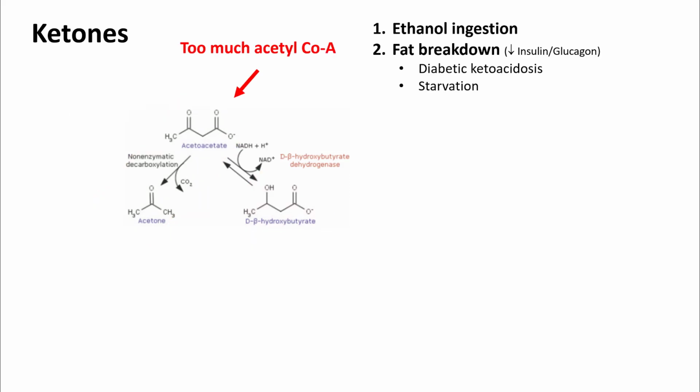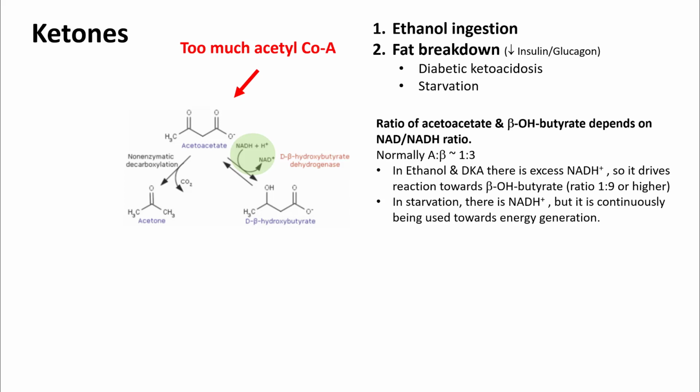Acetoacetate is made when there is too much acetyl coenzyme A, and this happens under two circumstances: ethanol ingestion and fat breakdown. Fat breakdown is seen in two conditions: diabetic ketoacidosis and starvation. The ratio of acetoacetate to beta-hydroxybutyrate depends upon the NADH to NAD ratio, which is normally 1:3. In patients with ethanol ingestion, there is an excess of NADH, so it drives the reaction towards beta-hydroxybutyrate. However, in starvation, there is NADH, but it's continuously being used towards energy generation. So you'll have more acetoacetate than beta-hydroxybutyrate in starvation.